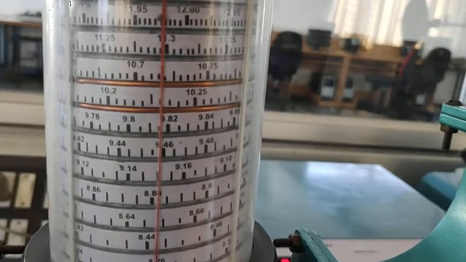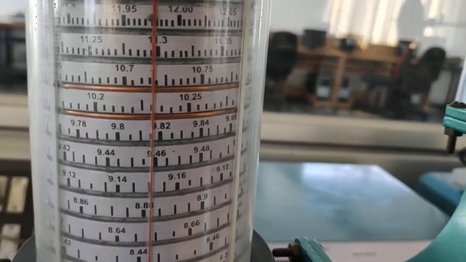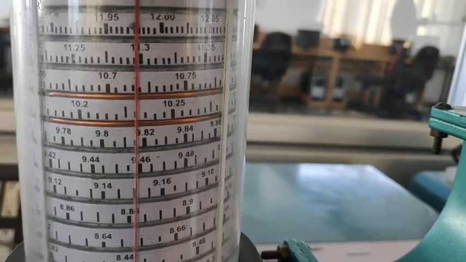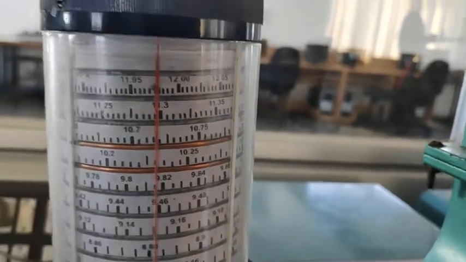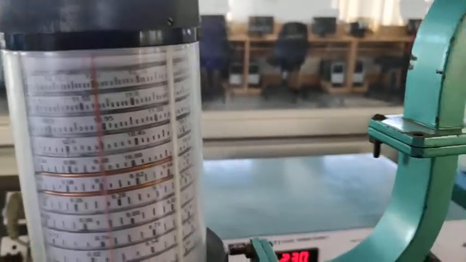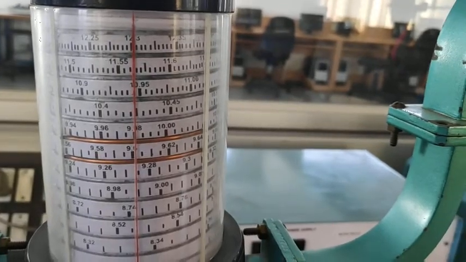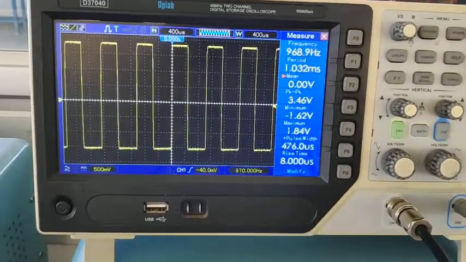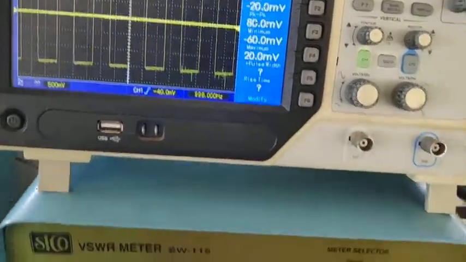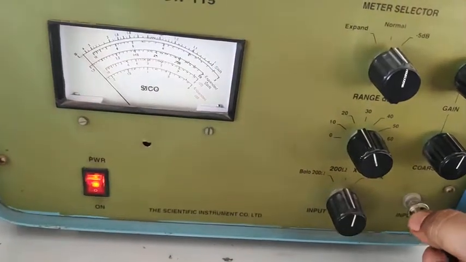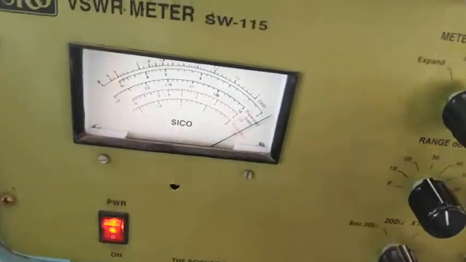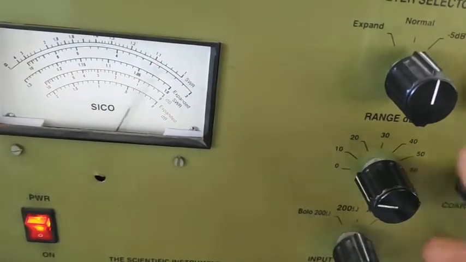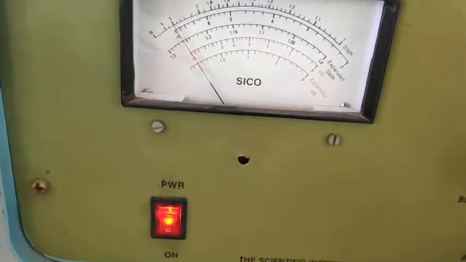Here you can observe the frequency is between 10.2 and 10.25, therefore it is equal to 10.225 or 226. Now set this frequency meter to the normal position. Then measure the transmitting power. In order to measure the transmitting power, connect this CRO probe to the VSWR meter. The meter selector should be in normal and keep the range at 0 dB. Now measure the power.